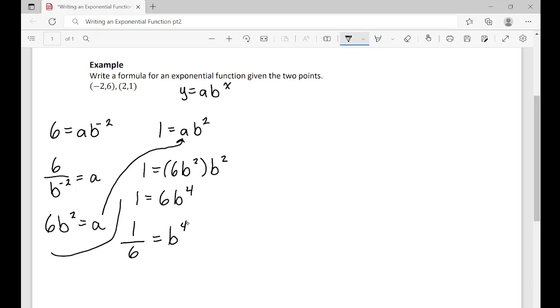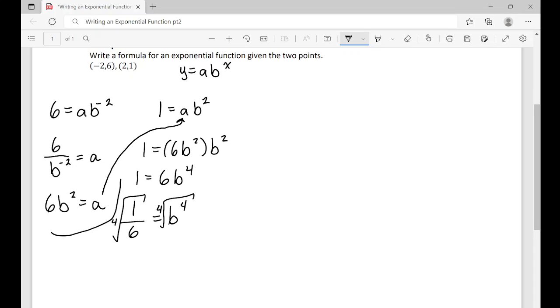And now I've got to solve for b because it's to the 4th power. I'm going to need to take the 4th root. And now because it's an even index, you need to have plus or minus. But remember, b has to be a positive number, so you can discard the negative in this case. You only need the positive. So what is the 4th root of 1/6?